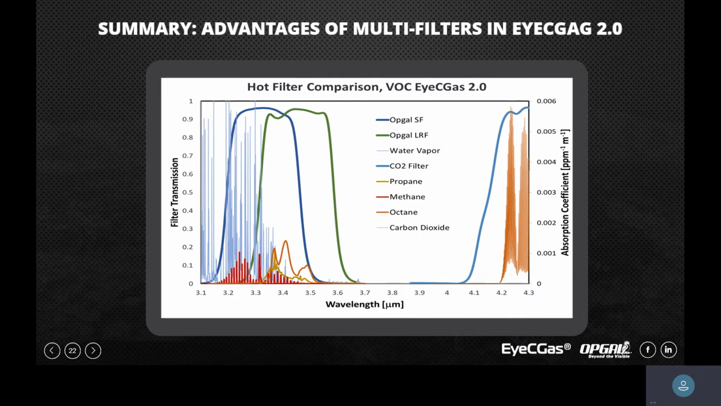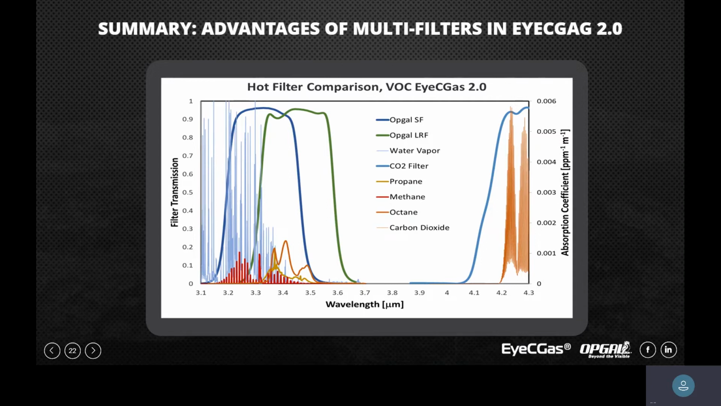This is a summary. What we can see here, we have the 3 filters that we can use. Let me show you. The blue one is the standard filter that is centered around methane and these compounds. We have octane and propane here. So we can detect all of these 3 compounds from close range. That's why we chose the standard filter for the portable camera.